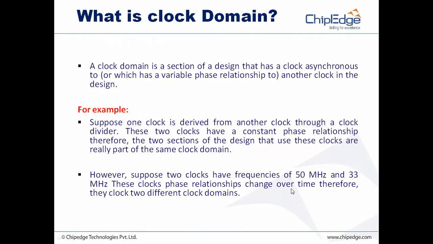But in this example, I'm just saying 50 megahertz and 33 megahertz, there is a phase difference between these two clocks, so that's why these two will be treated as different clock domains. Whenever a signal crosses from the 50 megahertz domain to the 33 megahertz domain, we have to do the CDC, catch what the issues are, and fix them.